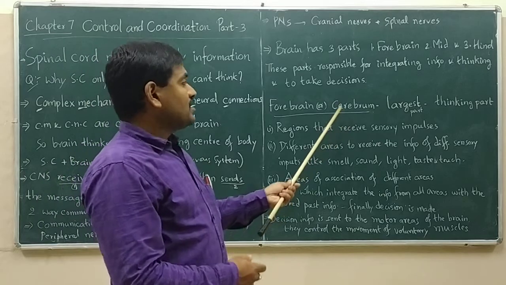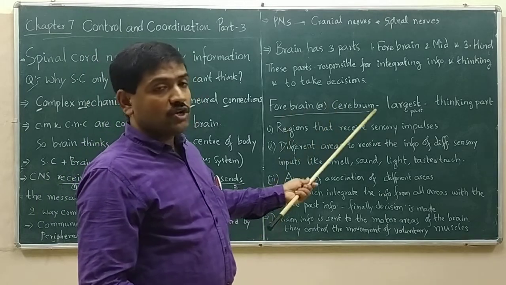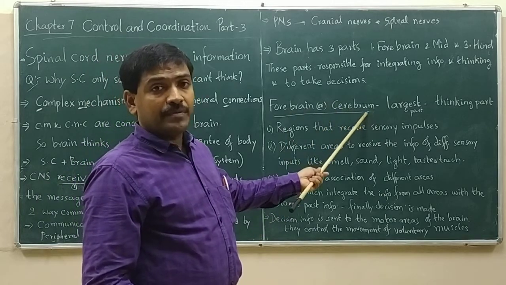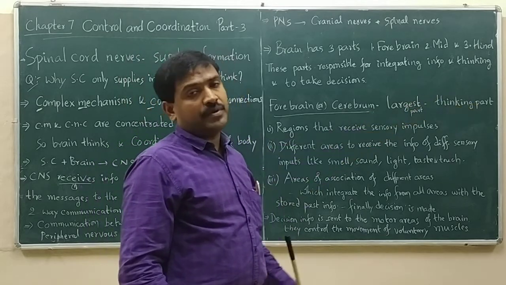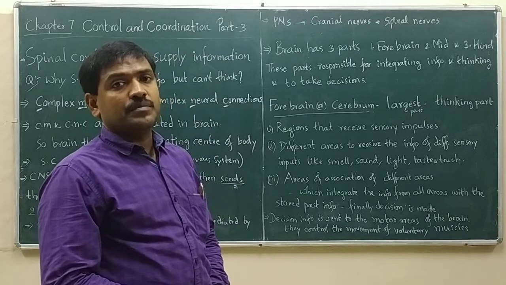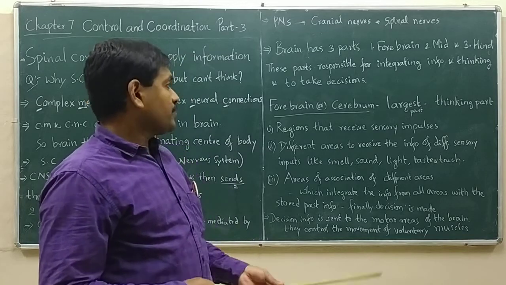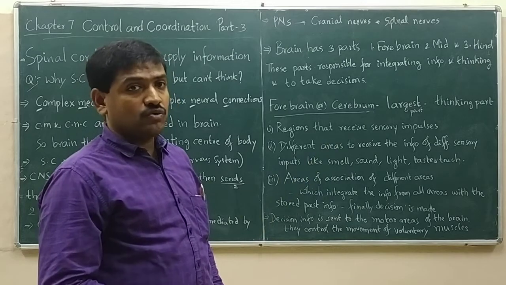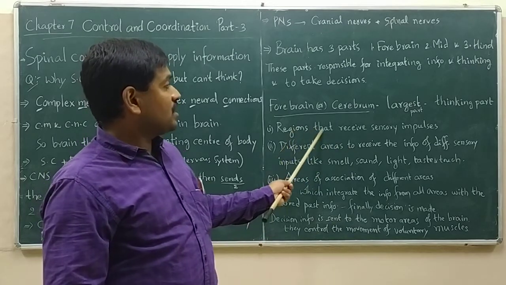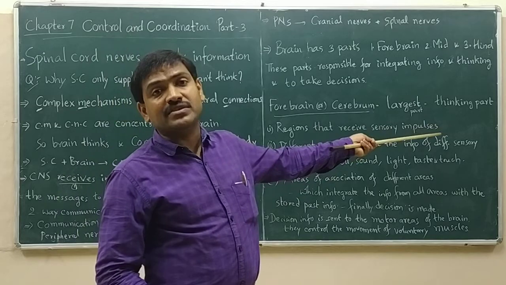This is also called cerebrum. Forebrain is also called cerebrum, and cerebrum is the largest part of the brain. It is the only thinking part of the brain, right? And this cerebrum has certain special regions. What are those regions? Regions that receive the sensory impulses.